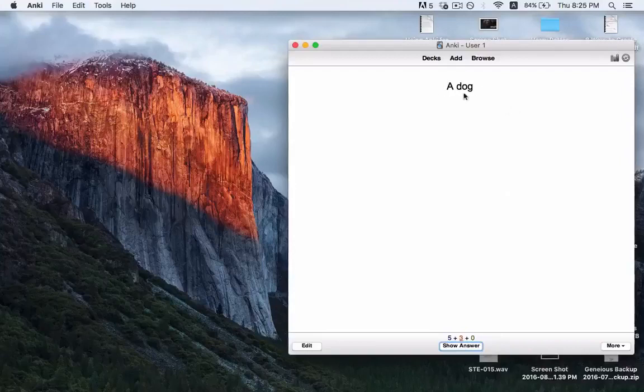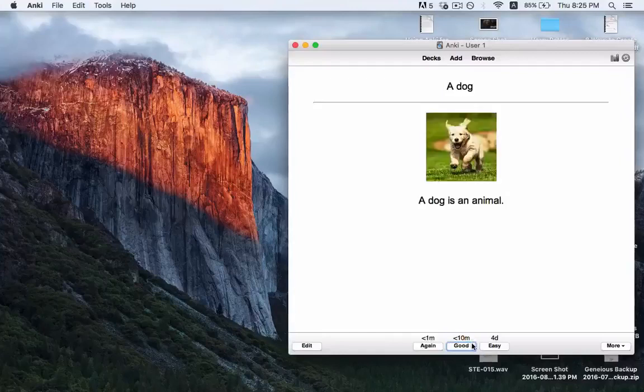Here's that card again, a dog. So it's come back within a minute. A dog, a dog, a dog. Okay, I've got the image in my head, a dog, boom. A dog is an animal.